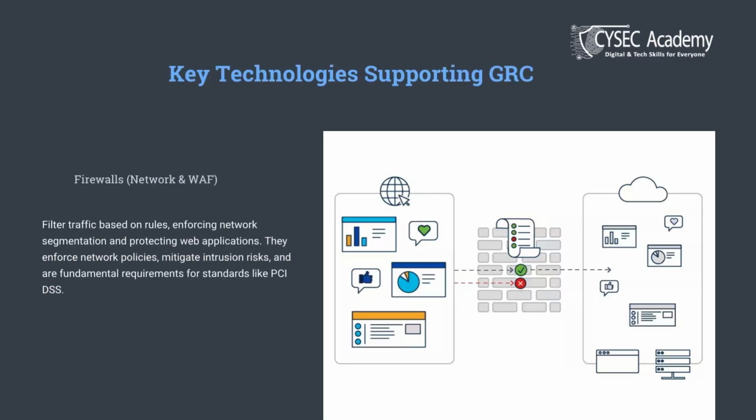3. Firewalls, network and web application firewalls, WAF. Network firewalls sit at network boundaries, perimeter, and internal segments, and filter traffic based on rules: source, destination, IP address, port, protocol. They enforce network segmentation. Web application firewalls, WAFs, sit in front of web applications and filter traffic based on specific web attack patterns, e.g. SQL injection, cross-site scripting, XSS.